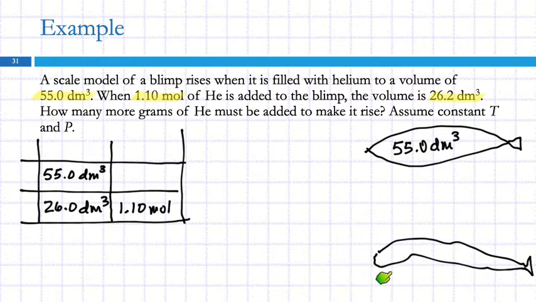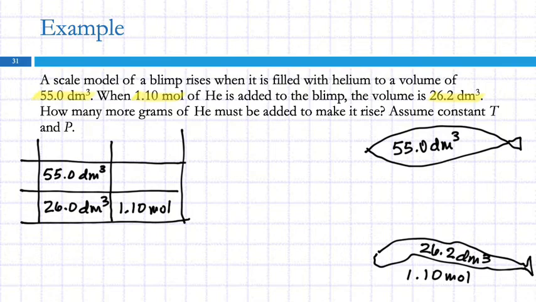Down here, when it's sad and not floating, this is how much helium it has, and this is its volume. So 26.2 cubic decimeters, 1.10 moles of helium. Drawing the picture might help you to see that the 1.1 and the 26.2 go together.